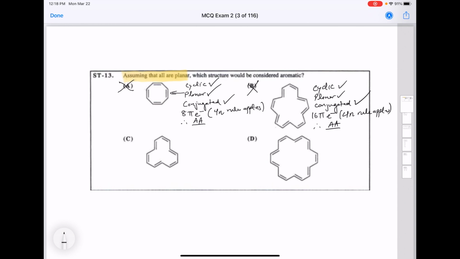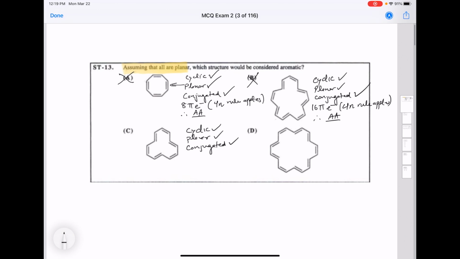For C, we see that we have a cyclic planar compound. Again, for the same reasons, it is conjugated. All the atoms are sp2 hybridized, and there are 12 pi electrons. So again, the 4n rule applies. So we still have anti-aromatic.